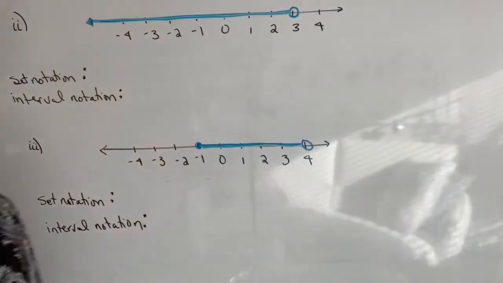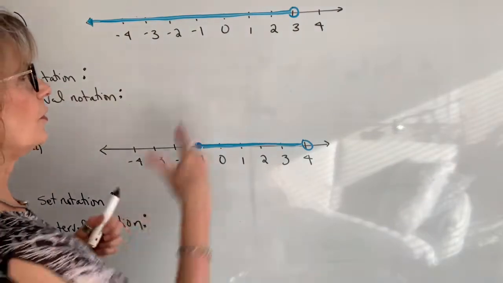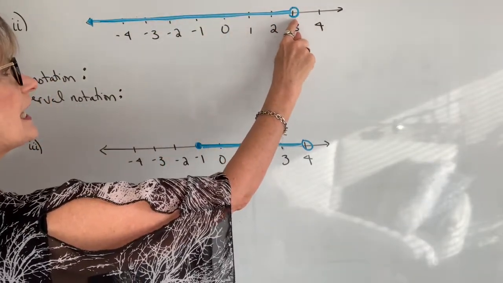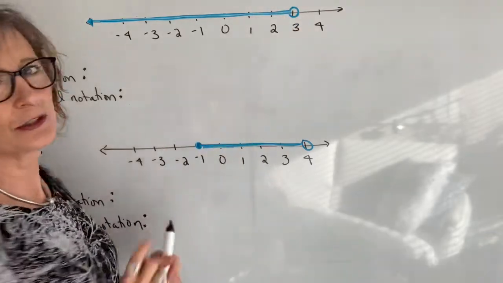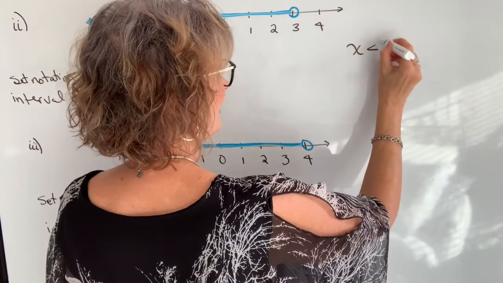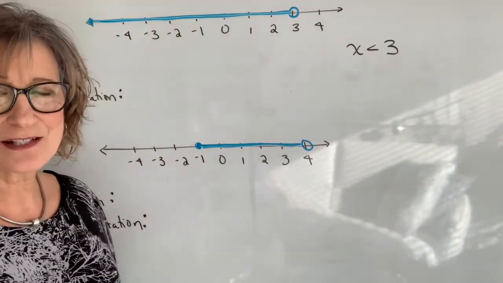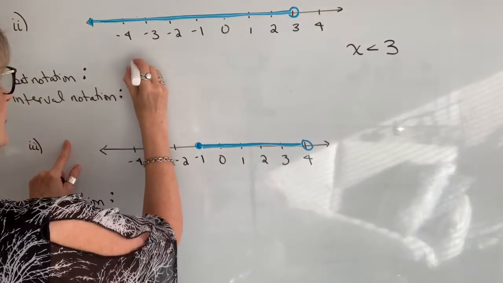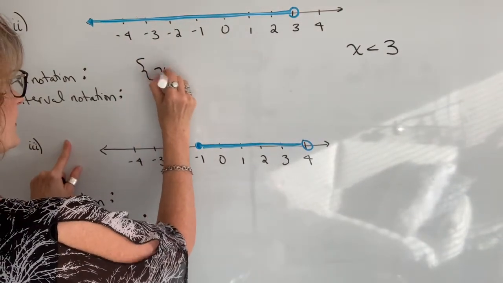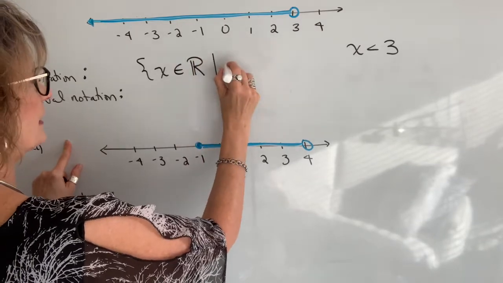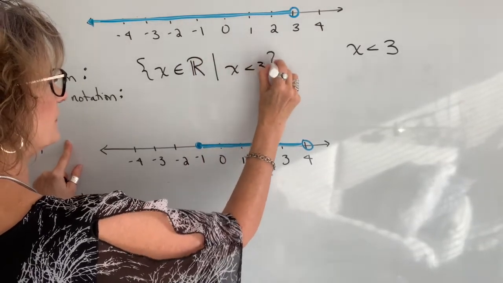So in our second example, we have all values of x. Again, we're going to use x on this number line, less than 3, but it does not include 3. So it would be x is less than 3, but it doesn't include it, so we don't use the equals. And the formal way of writing that in set notation is x is an element of the set of real numbers such that x is less than 3.